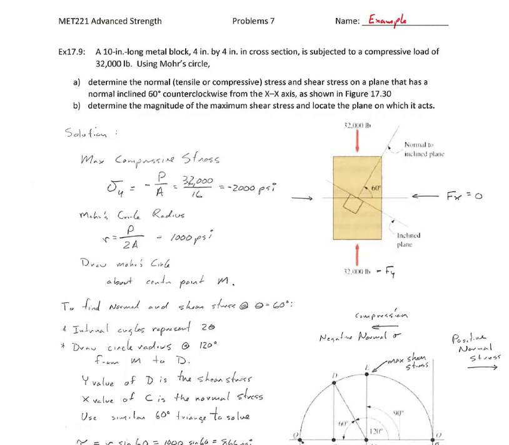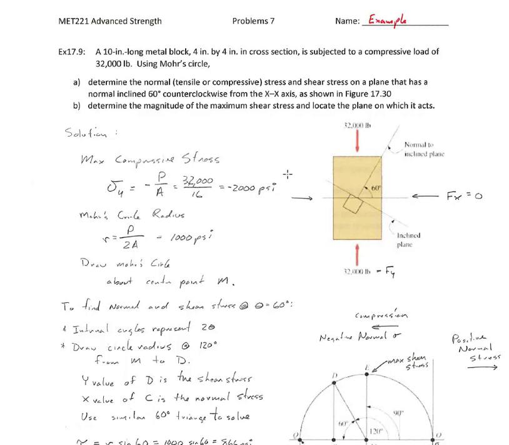Okay, this is the Mohr's circle example from section 17.8. A long metal block, 4x4 in cross section, is subjected to a compressive load of 32,000 pounds. Using Mohr's circle, (a) determine the normal tensile and compressive stresses and shear stresses on a plane that is inclined 60 degrees counterclockwise from the x-axis, as shown, and (b) determine the magnitude of the maximum shear stress and the location of the plane at which it acts.